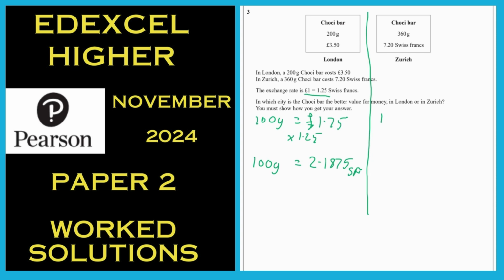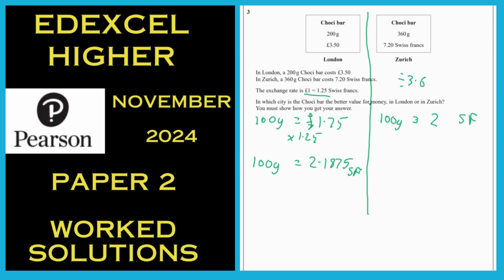Let's go to Zurich. Same process. We go for 100 grams from 360 to 100. Your scale factor, or in this case, our dividing number, is 3.6. Find your scale factor: do 360 divided by 100, you get your 3.6 if you didn't see it straight away. Divide 7.2 Swiss francs by 3.6. That means 100 grams is 2 Swiss francs.